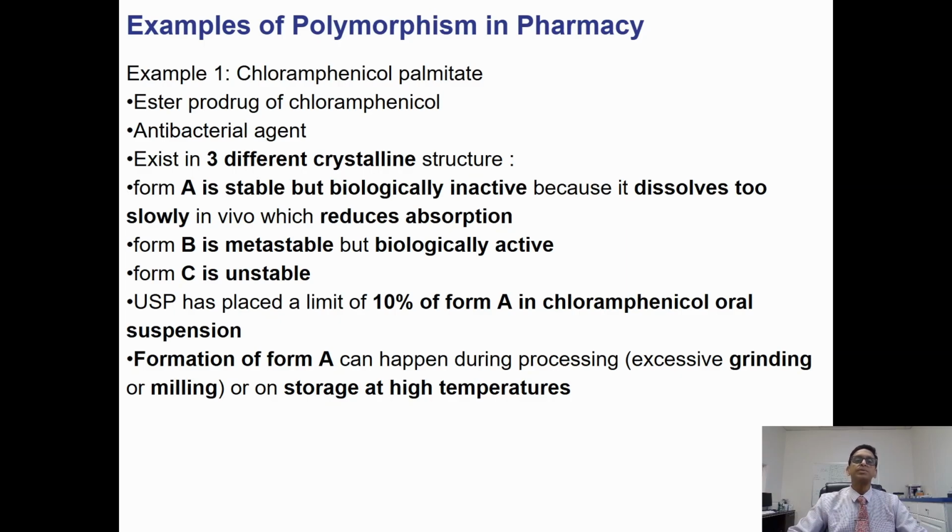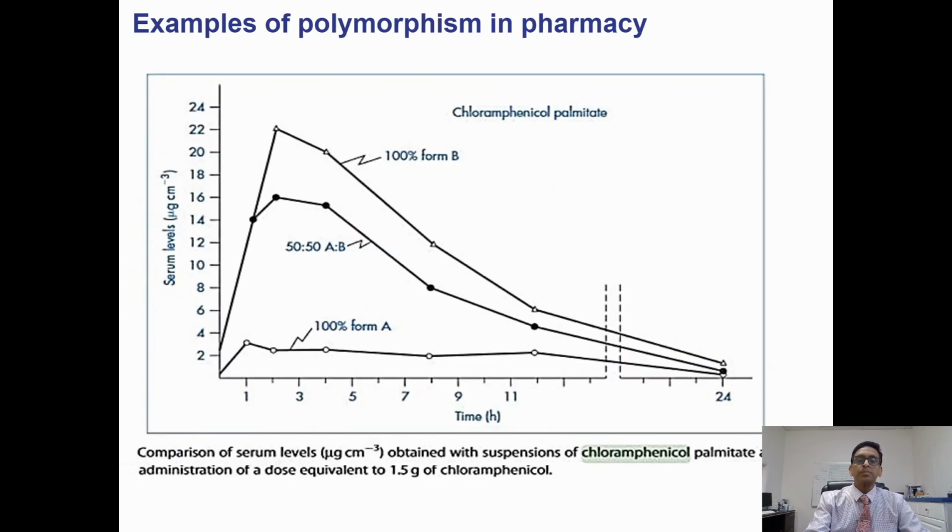These are polymorphic changes of one compound from one polymorphic form to another. It is noticed that polymorphic forms B and C get converted to polymorphic form A during storage conditions. So this is a classical example to understand polymorphic behavior. How does it influence the overall formulation and the bioavailability of the drug?